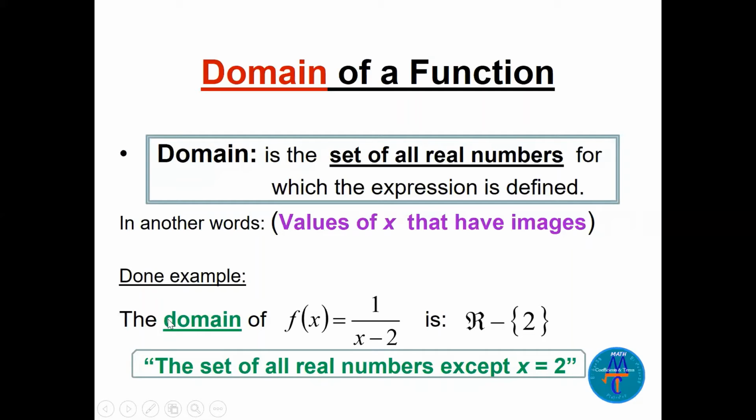So if you need the domain, you can write the domain is R minus the number 2. Or in English, you can say the set of all real numbers except 2. Because 2, we cannot put in this function. There is no image for 2. There is no y. There is no output. If you put input 2, there is no output. Okay, that's the domain.